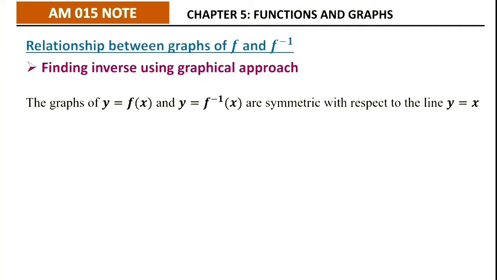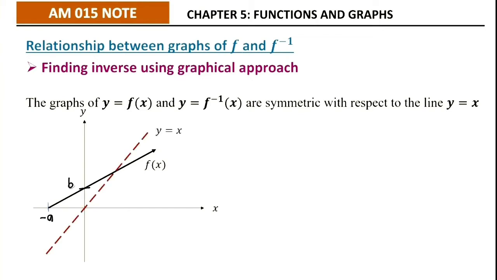Consider the graph below. f(x) is a straight line. Let's say f(x) starts at negative a and the y-intercept is b. Then we have the line y equal to x here. Then f inverse is the reflection of f(x) at the line y equal to x. And this is f inverse.